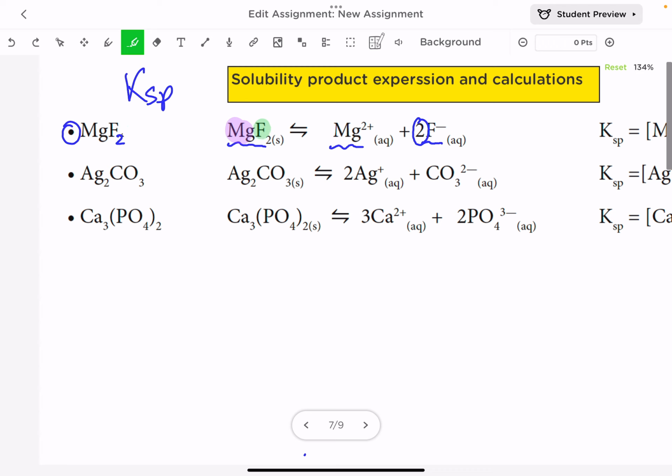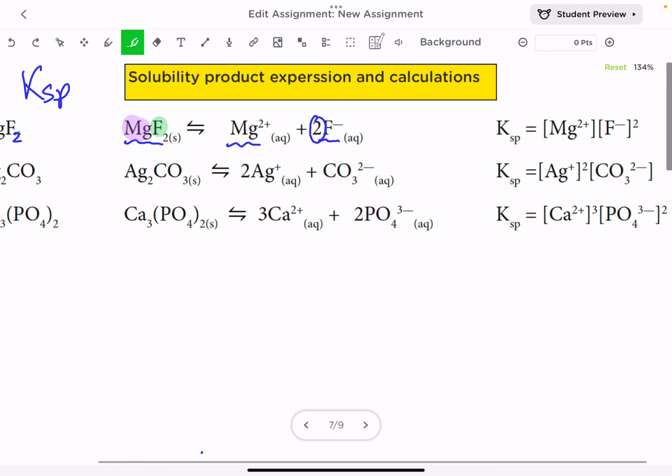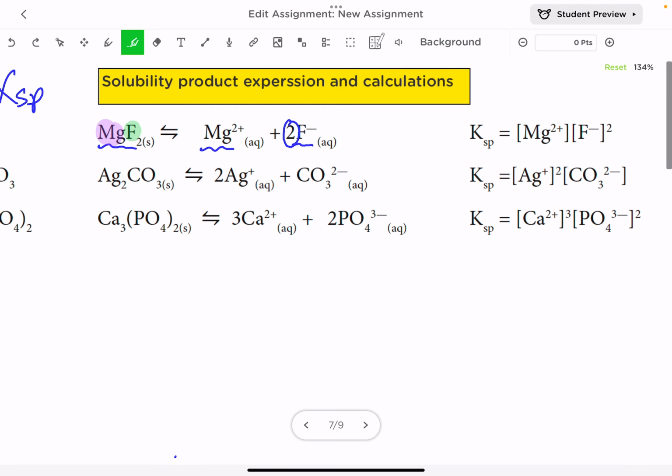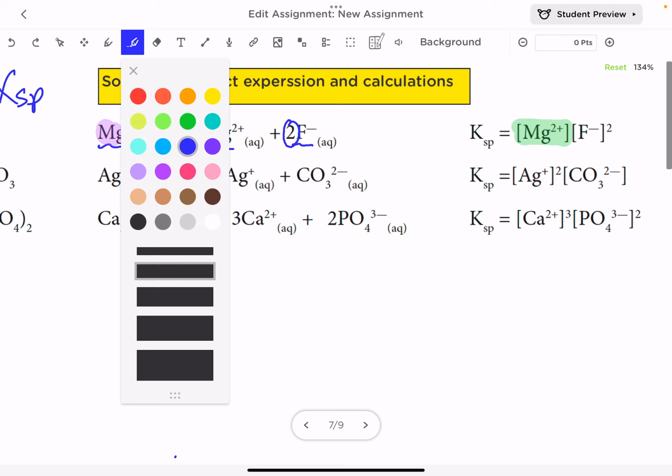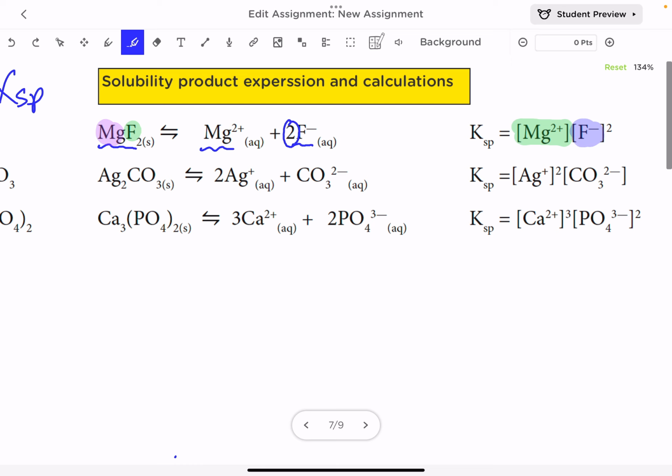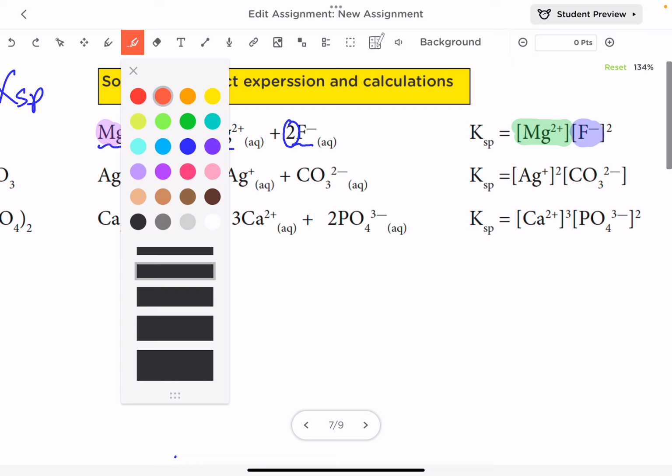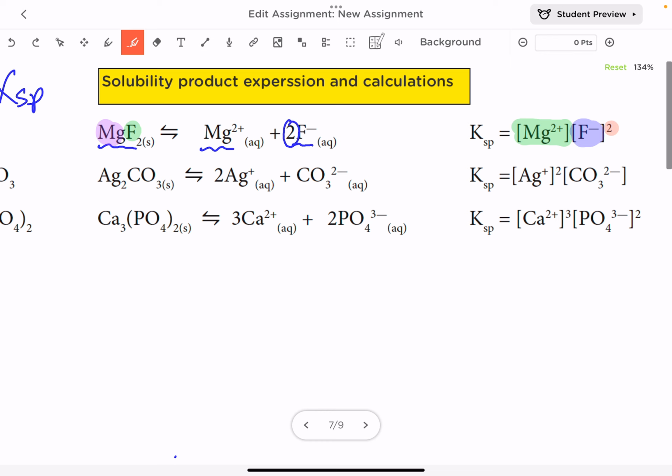And how do I know this? You just use the help of the formula. Always identify the first positive ion, and then the rest would be for the negative ion. And be careful if there are powers. So here Mg2+ and 2F minus. When I write the Ksp, it is going to be the concentration of Mg2+ times the concentration of F minus raised to the stoichiometric power of F. So here, this 2 is a power.